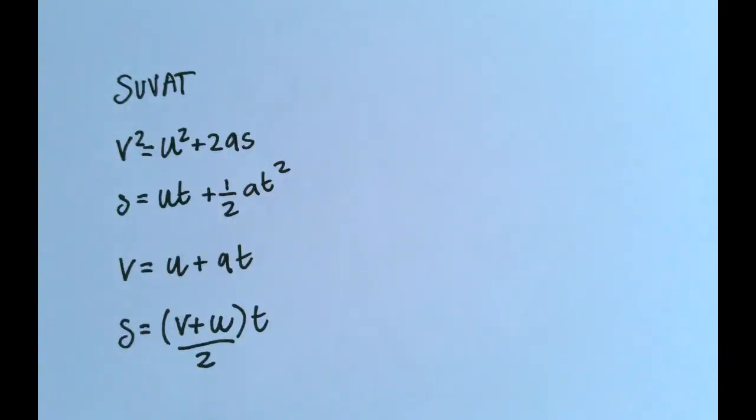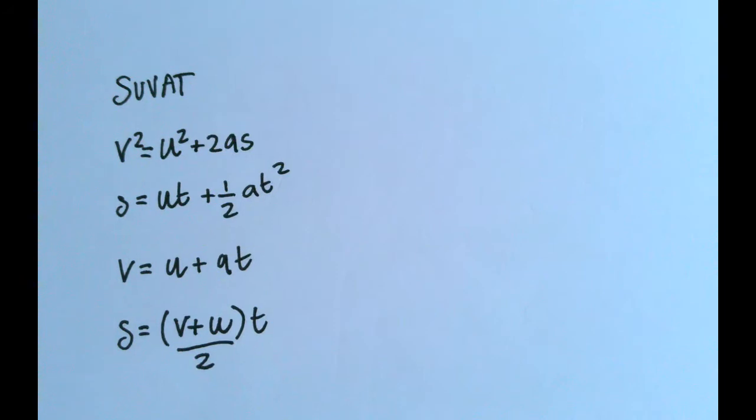Hello, so this is my summary of the SUVAT equations, and these are equations that can be used to describe the motion of something that is accelerating with constant acceleration. So basically something like a ball being dropped if we ignore air resistance, or maybe it could be used to calculate the motion of a car that's accelerating from one velocity to another velocity. And any time that you know that the acceleration is constant, you can apply these equations.